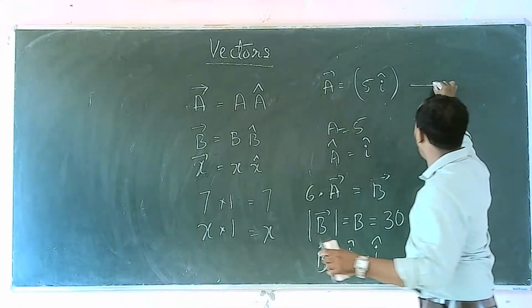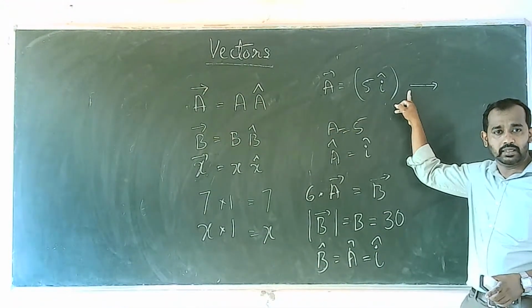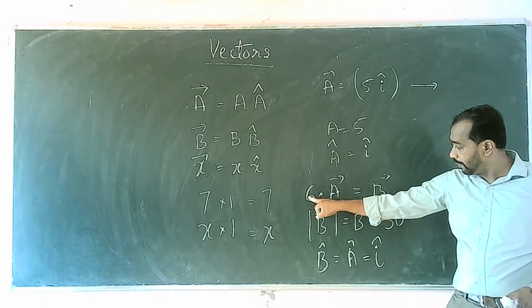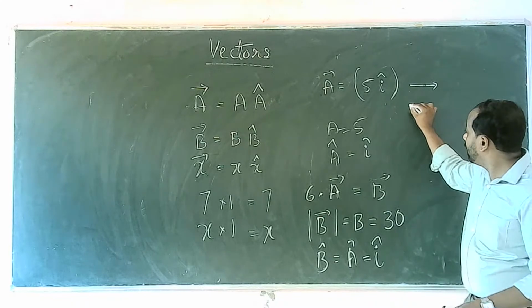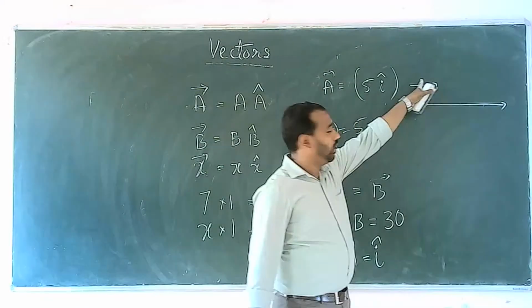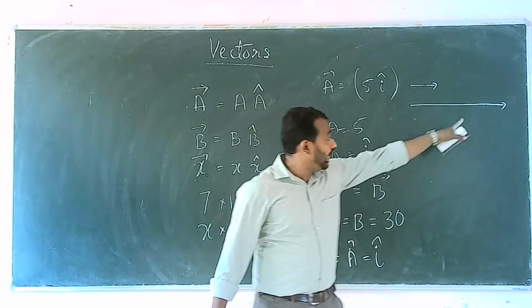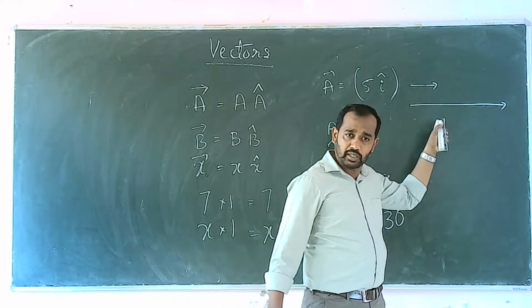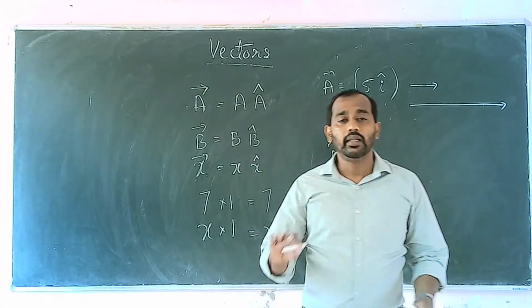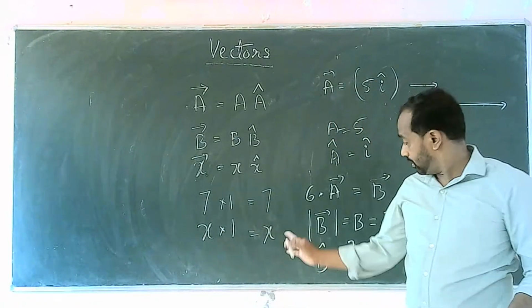Simple. If this vector is represented by a line of this length, and you multiply it with 6, then we will get a line which is 6 times larger than the vector. But the direction will remain the same. It is parallel to the vector A itself, but it will be 6 times larger. That's the meaning. Now we can generalize it.